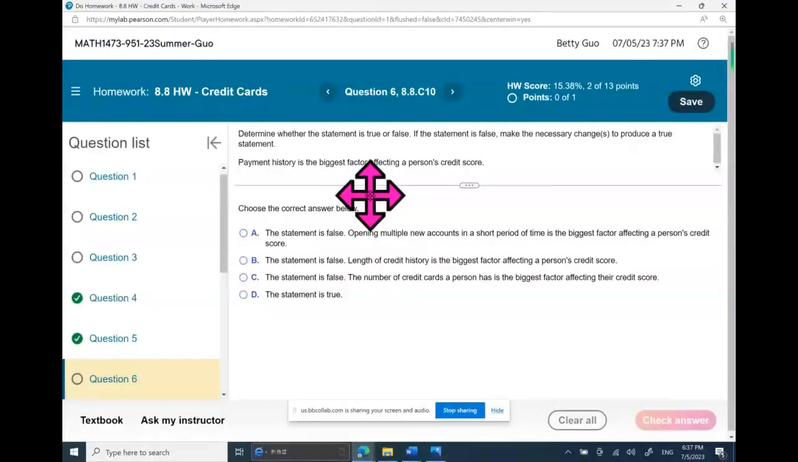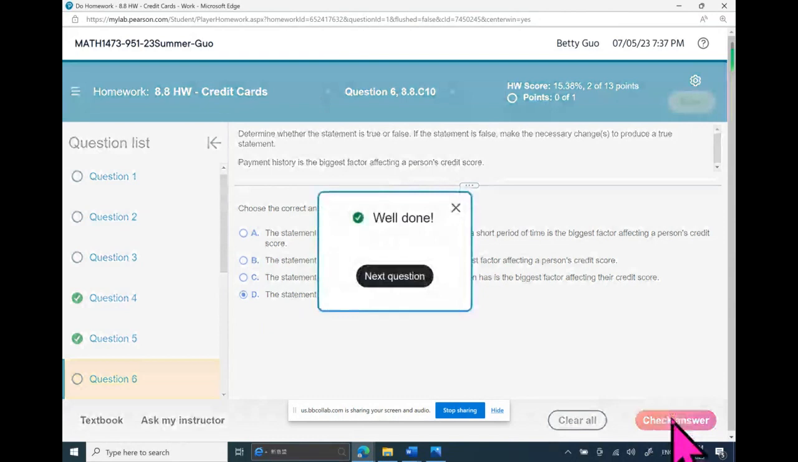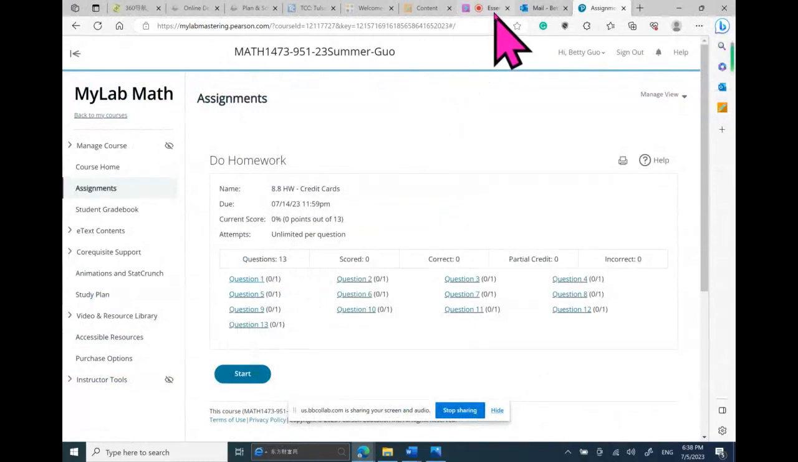And see this statement: payment history is the biggest factor affecting a person's credit score. So this is about credit score. I would say yes, of course, right? Let's give it a try. The statement is true. Of course, your payment history is the biggest factor affecting a person's credit score. If in the past you always pay in full and on time, you would have good credit.